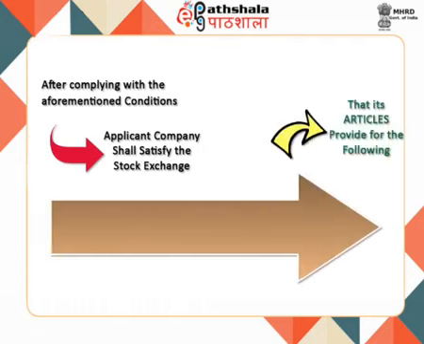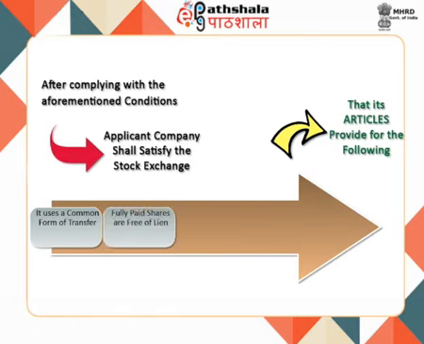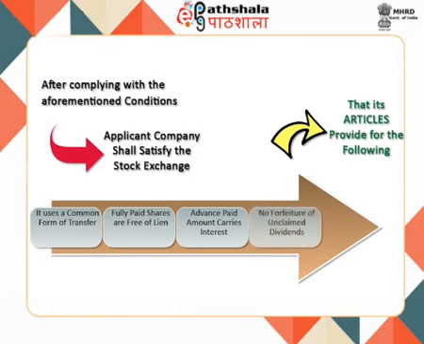After complying with such other terms and conditions, an applicant company shall satisfy the stock exchange that its articles provide that the company shall use a common form of transfer, that the fully paid up shares will be free from all lien, that any amount paid up in advance of calls on any share may carry interest, that there will be no forfeiture of unclaimed dividends, and that the option or right of call of shares shall not be given to any person except with the sanction of the company in general meeting.